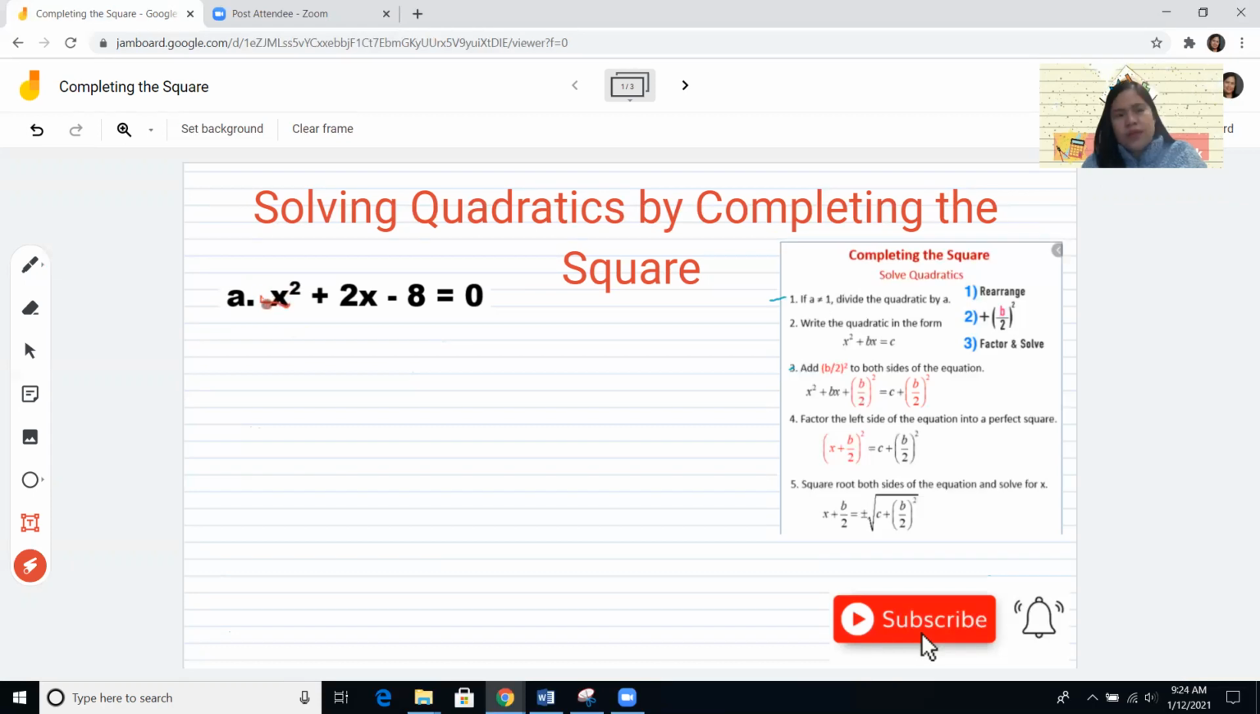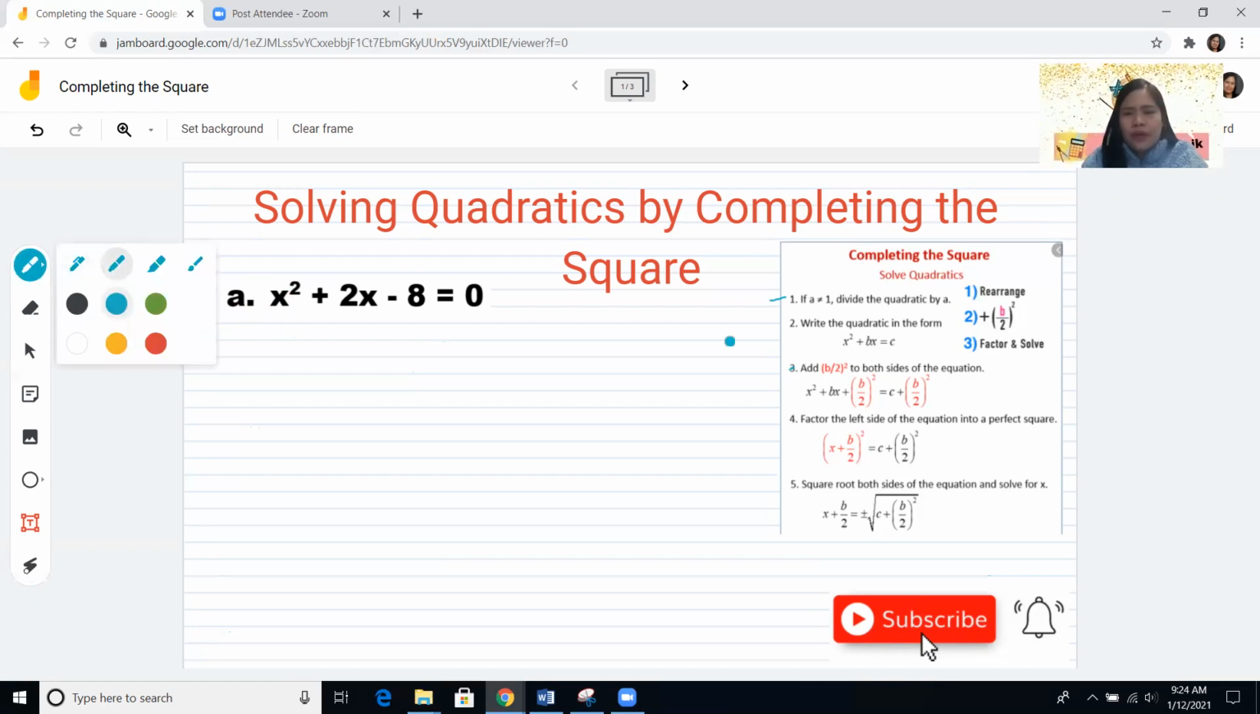1 times x squared is x squared. That's why you are allowed not to write 1 here. So we'll skip step 1 because the numerical coefficient of the quadratic term is 1. Then we'll proceed to step 2. For step 2, write the quadratic in the form x squared plus px equals c. So we will move the constant to the other side to write it in that form.